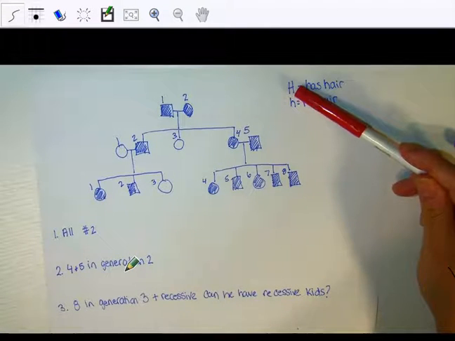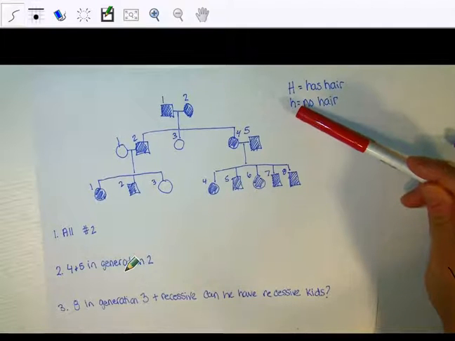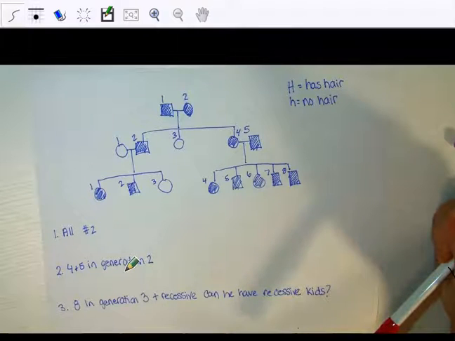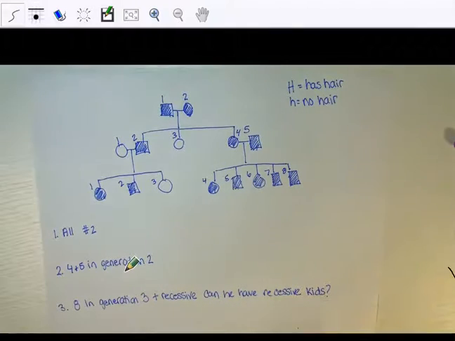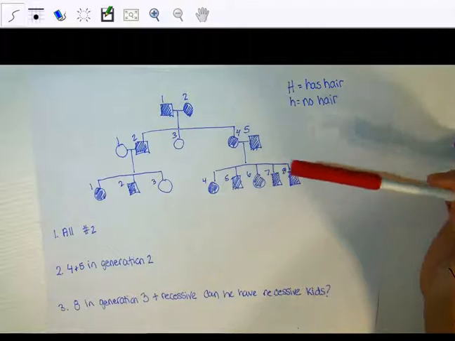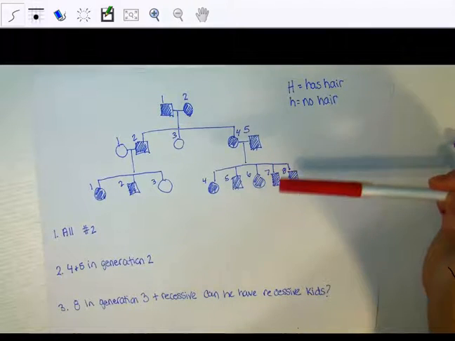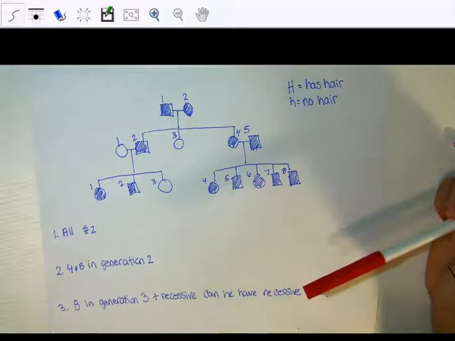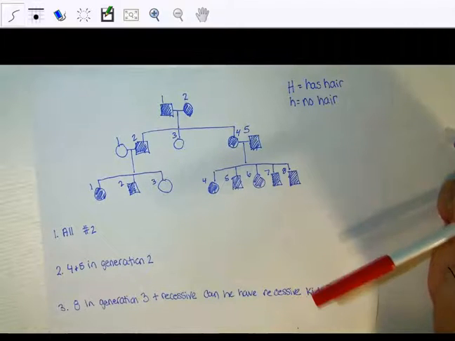So if they have at least one big H, they're going to have hair on their mid-digit, and if they have two little h's, then they will not. And so this pedigree analysis, we want to be familiar with what's going on here. The circles are women, the squares are men. And it says in the question, if it's shaded in, then they have hair on their mid-digit. That is the dominant feature.